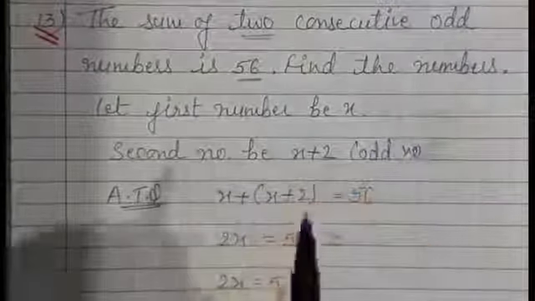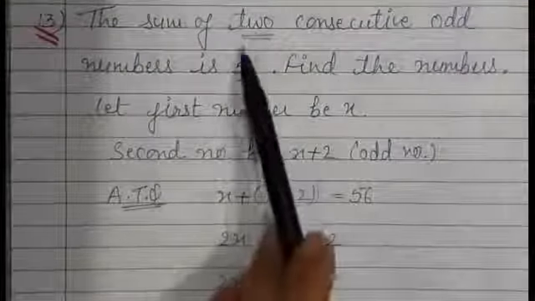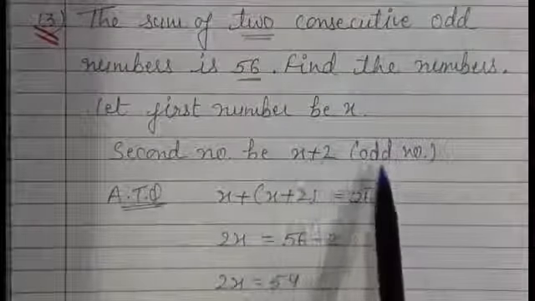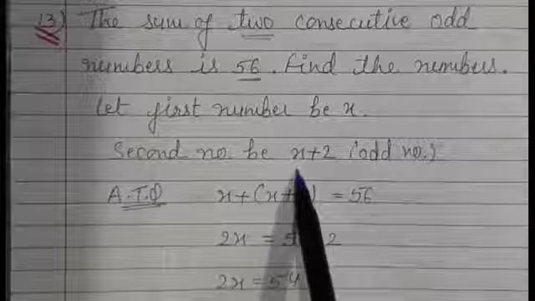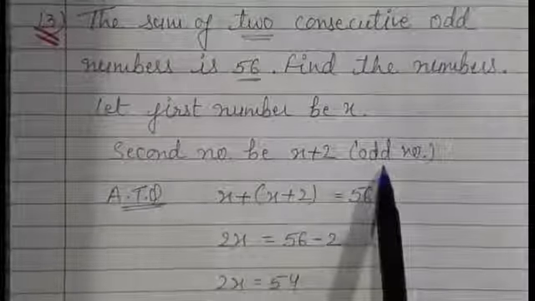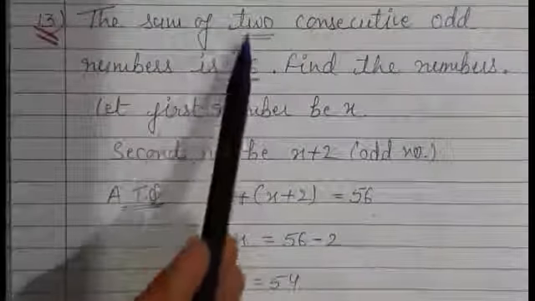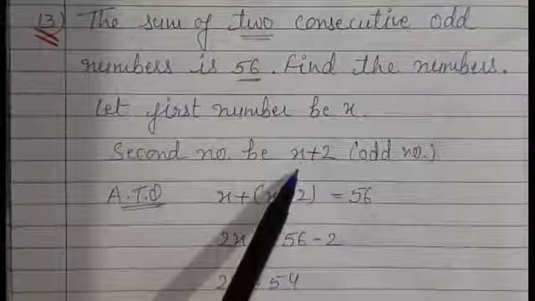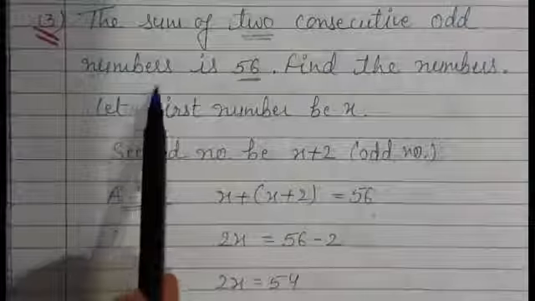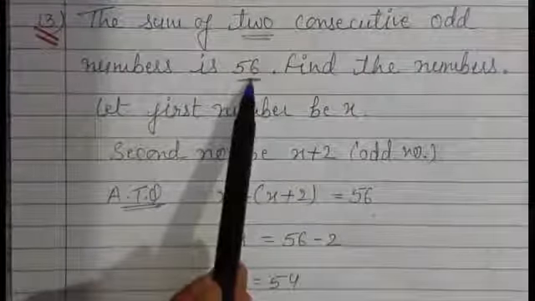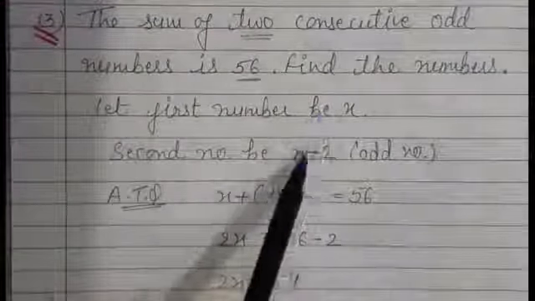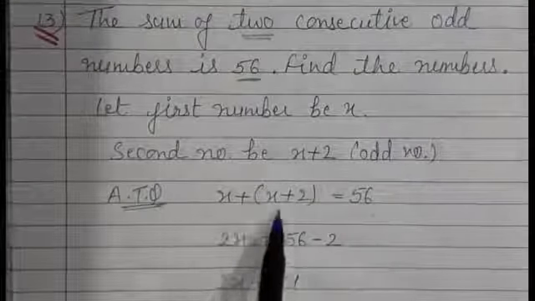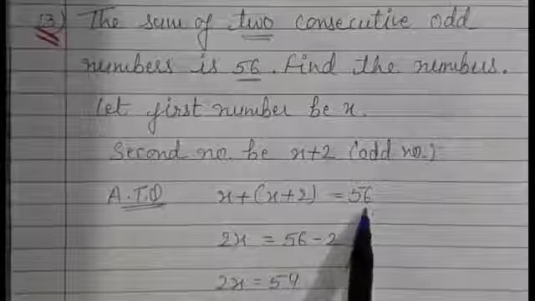And what if I ask about the third number? It will be x plus 4, right? But they are asking for two numbers, so the two numbers will be x and x plus 2. Now next they are saying the sum is 56. The sum of these two numbers is 56. So according to the question, the equation will be x plus x plus 2 is 56.